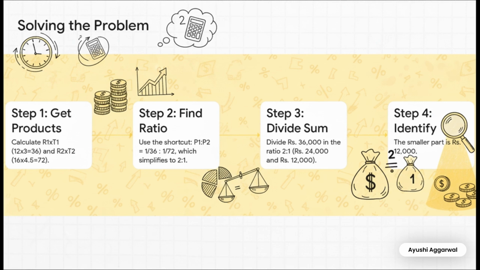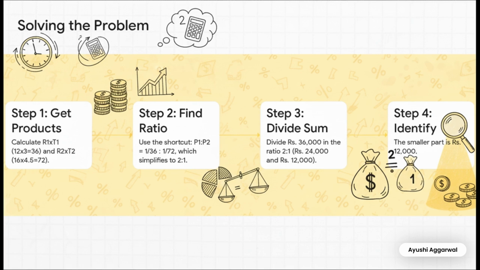First, let's get the product of R1 and T1. That's just 12 times 3, which is 36. Easy. For the second part, R2 times T2 is 16 times 4.5, which is 72. So our ratio for the principals is 1 over 36 is to 1 over 72. And if we simplify that, we get a nice, clean ratio of 2 is to 1.